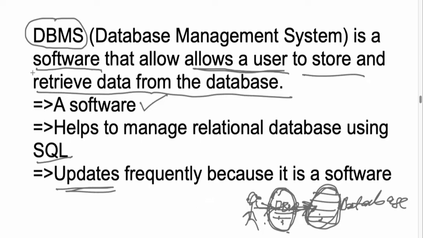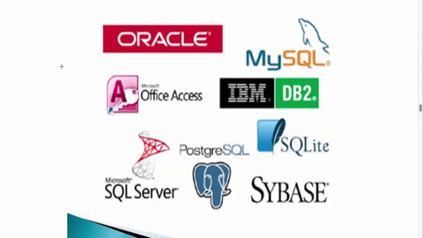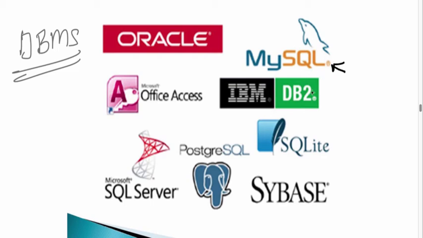We have different types. We used to talk to the database using SQL. These are DBMS. They are what? Softwares. These are Microsoft Office Access, Microsoft SQL Server, Postgres SQL, Sybase, SQLite, IBM DB2, and MySQL, and many other ones out there.